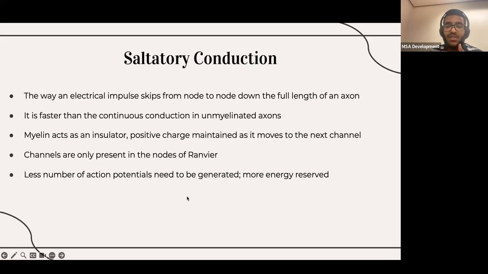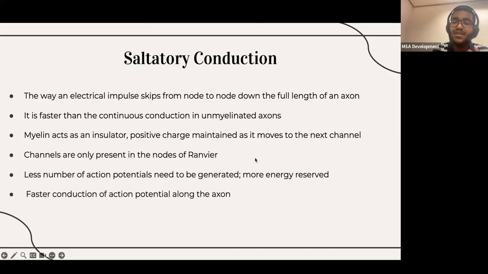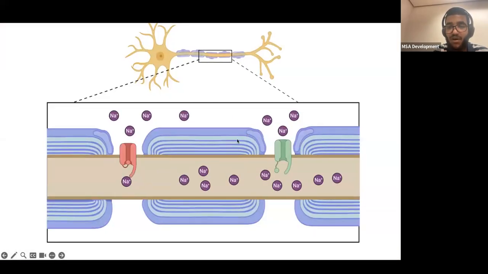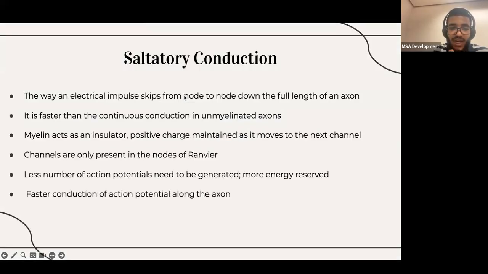Fewer action potentials need to be generated, plus more energy is reserved. That's also a very important benefit of saltatory conduction, because let's imagine we have to generate an action potential between this and this. That takes a lot of energy from the cell. However, if there are fewer action potentials to reach the end, because we have fewer points where channels are, then we're reserving energy. And there's obviously much, much faster conduction.